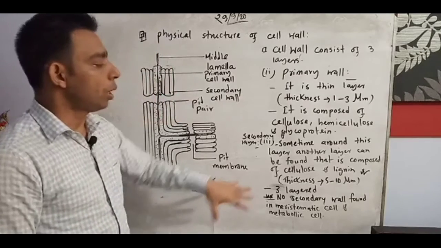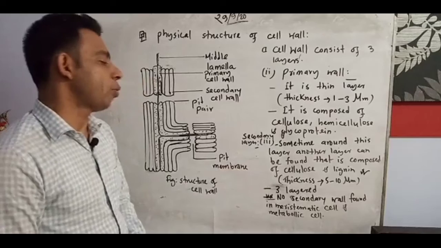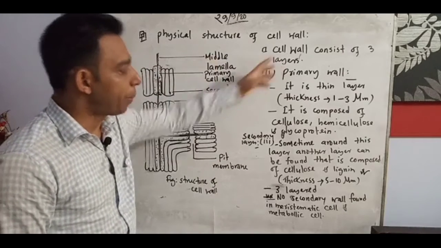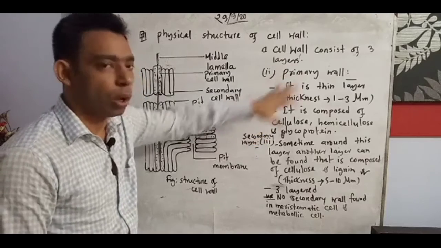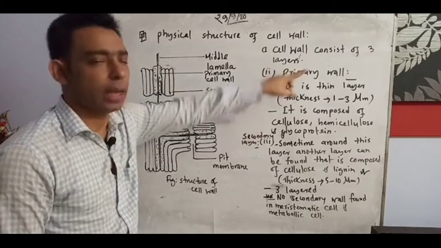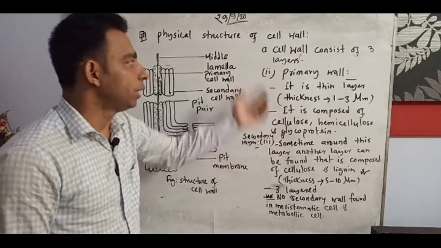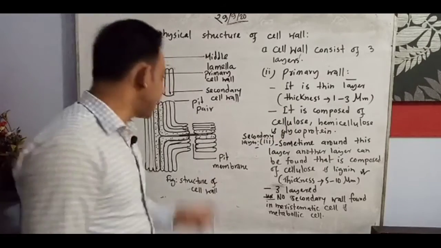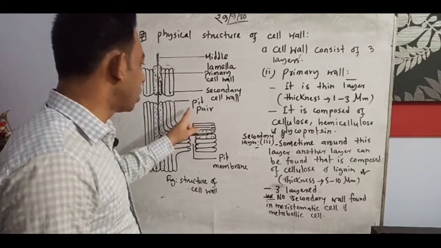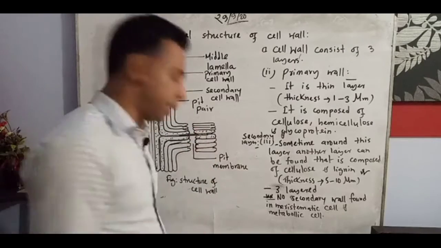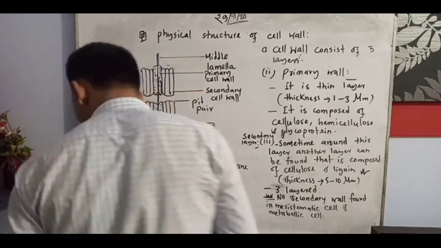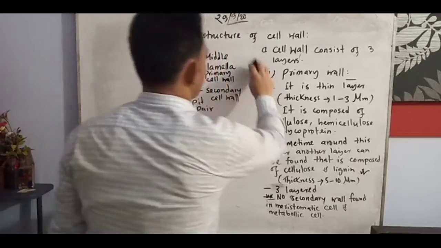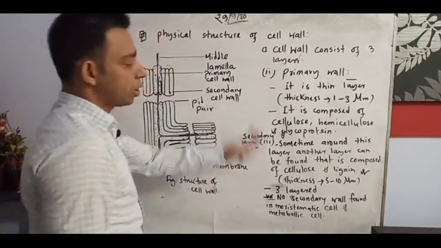Okay, so now we can go through the middle lamella, primary cell wall, primary wall, and secondary wall or layer. That is the physical structure of the cell wall. Besides that, we have seen two parts, pit pair or pit membrane. What is this area? Pit area. Okay, pit fields. We will write another. It is also included in the physical structure. Okay, I think you understand these points.